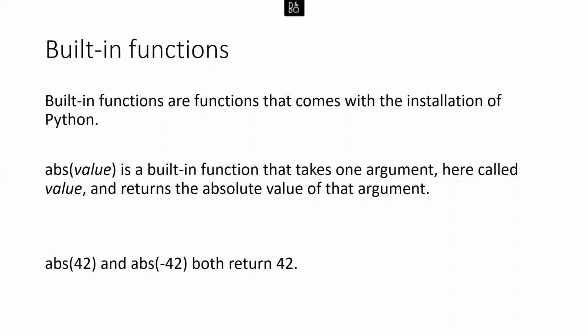Here we will look at a function called abs. It takes one argument that has to be a number, and it returns the absolute value of that argument.